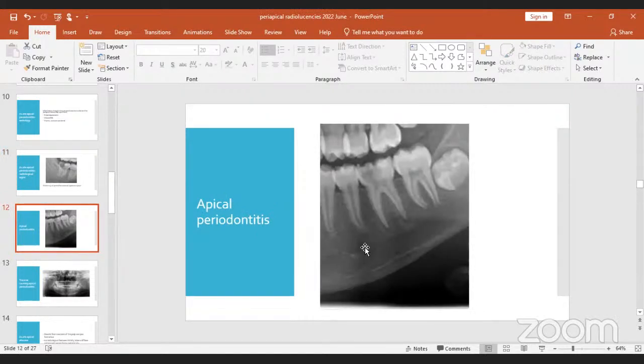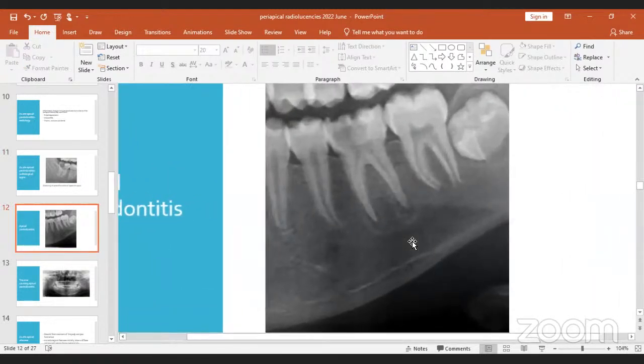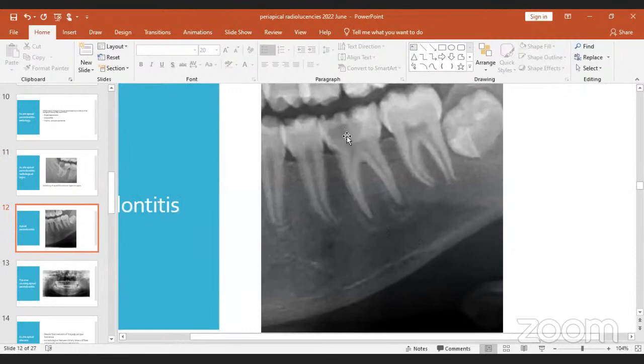Another example showing apical periodontitis. Look at that 6. It has a large carious lesion, which is communicating with the pulp chamber and the pulp canal, and periapically you will find this radiolucency around the tooth. That's the widening of the periodontal ligament space. If you look carefully, you will find that there is also sclerosis happening around the roots of those teeth.